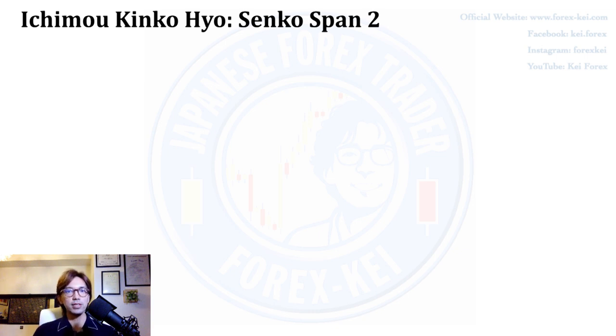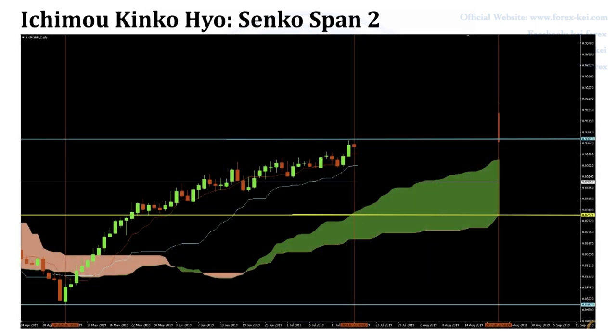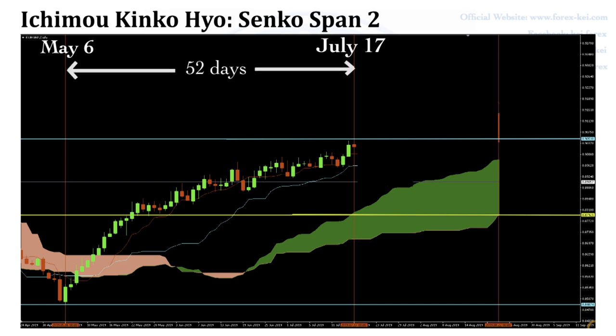For example, let's look at this chart. This is a daily chart of Euro Pound, and the red vertical line on the left is on May 6th, and the vertical line in the middle is on July 17th. And if you calculate the days between May 6th and July 17th, it's exactly 52 trading days. So the bull trend persisted for exactly 52 days according to the Ichimoku time cycle, Kihon Suchi, and stopped here beautifully.